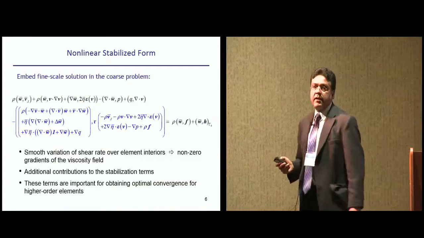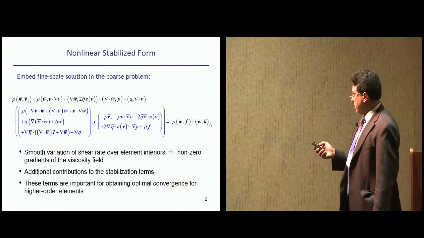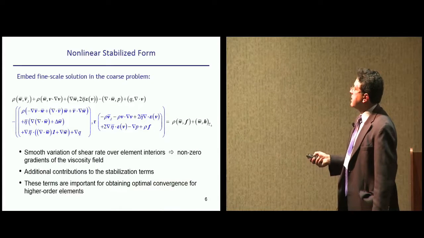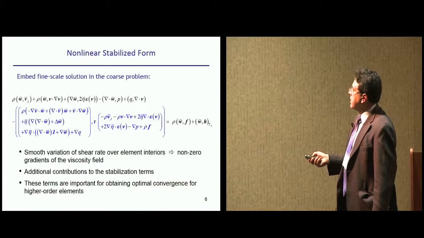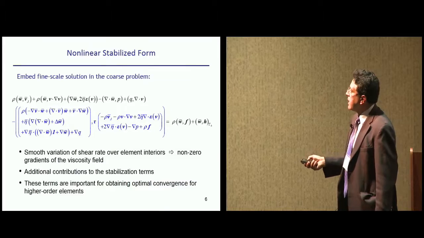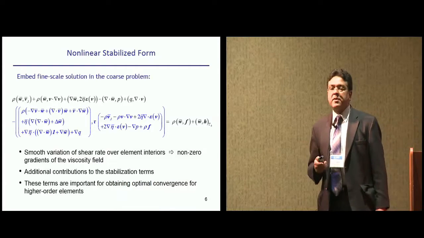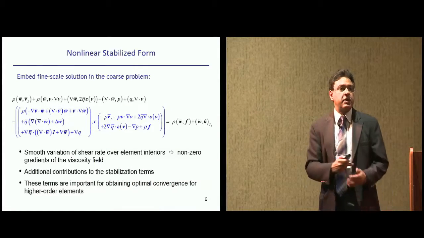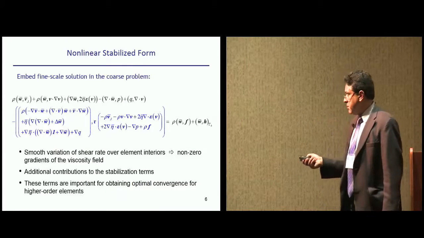So substituting that, we get this form of the equations, where this is exactly what is there in the Galerkin form. The black terms are the Galerkin terms. These are the terms that have appeared. They represent the effects of fine scales which are otherwise filtered out. We call them stabilizing terms.